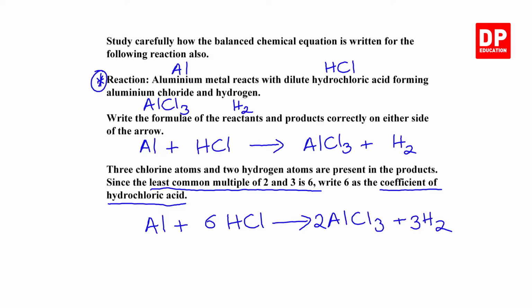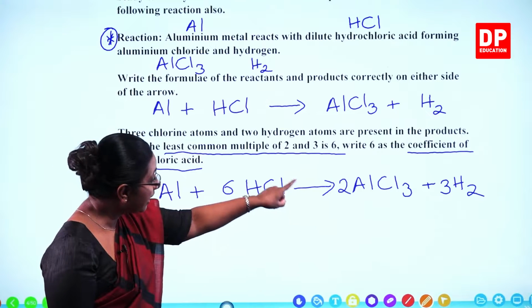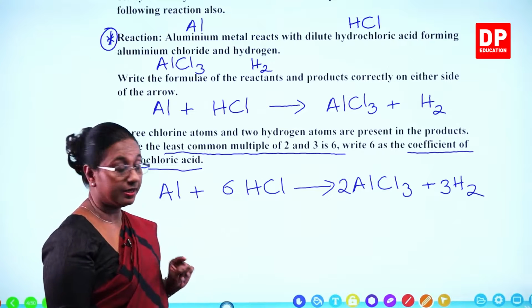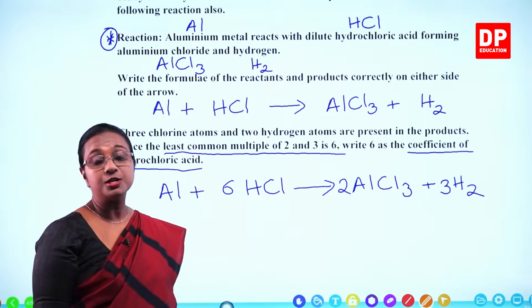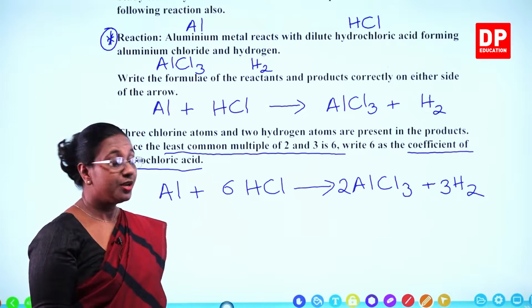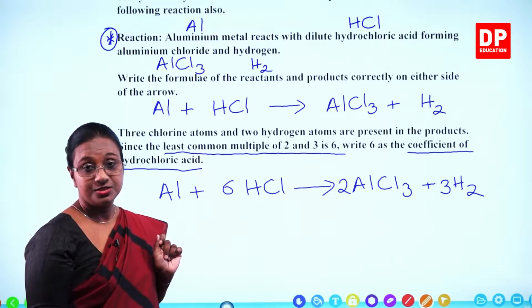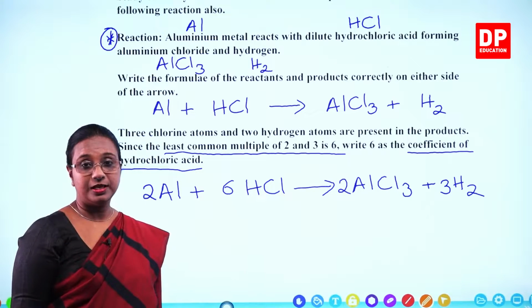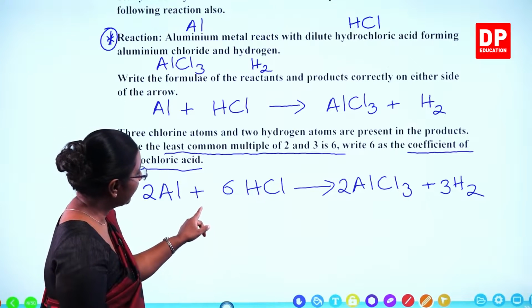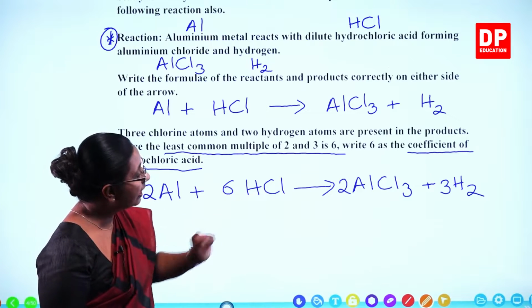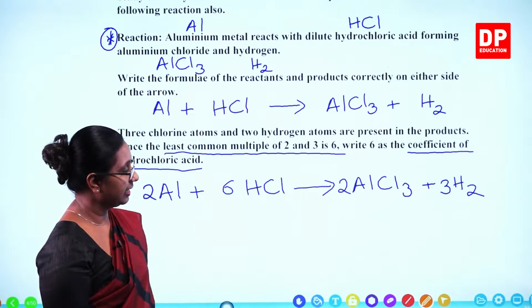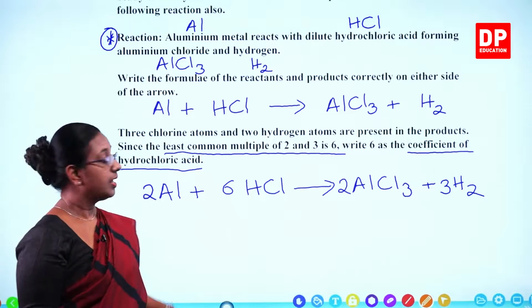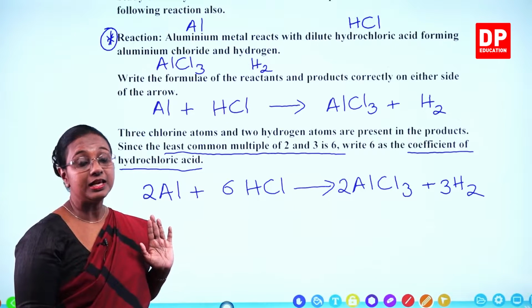Now again look at the reaction. Aluminium, 6 hydrochloric acid, 2 aluminium chloride, 3H2. Again, if you look at the number of atoms of aluminium, there is 1 here, now there are 2. So what do we need to do? We need to get this changed. So we need to write a coefficient 2 in front of aluminium. So 2 aluminium plus 6 hydrochloric acid will give rise to 2 AlCl3 plus 3H2. That is the balanced chemical equation.